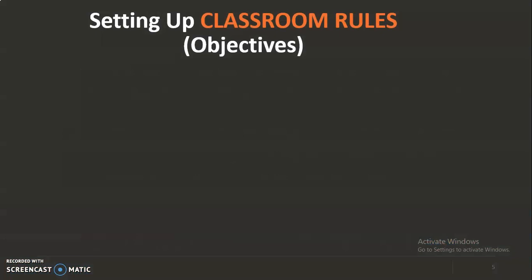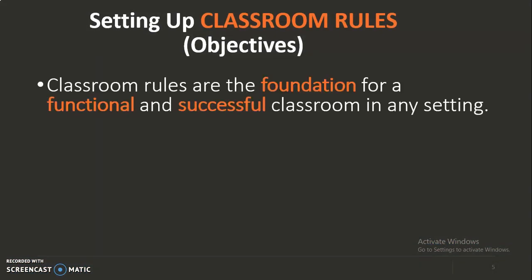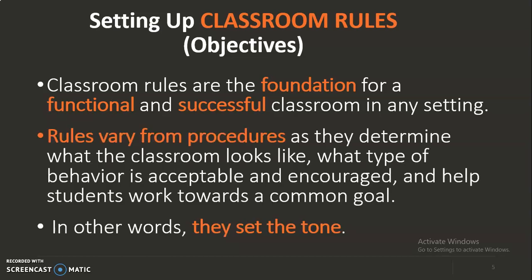Let's talk about the objective. So why do we set up classroom rules? The objective is simple. Classroom rules are the foundation for a functional and successful classroom in any setting and in any institution. These rules vary from procedures as they determine what the classroom looks like, what type of behavior is acceptable and encouraged, and help students work towards a common goal. In other words, they set the tone of the whole classroom.